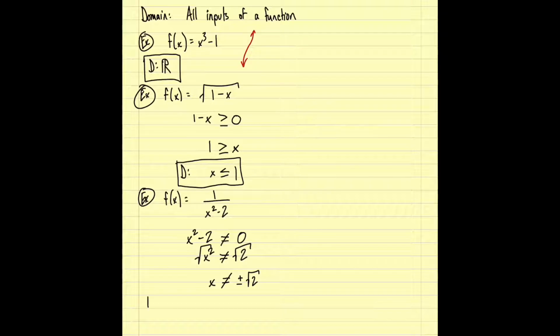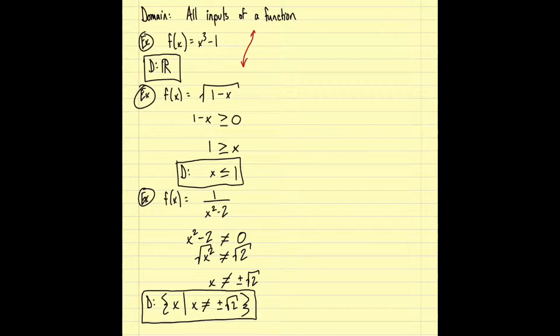So this one's a little bit different to notate, and there are other ways to do it. If this doesn't make sense yet, don't worry about it. We'll get more practice with this. But the way you do this is say, well, x values, this vertical line means such that. So it's x values such that x does not equal, and then we just list those, plus or minus root 2. And so that would be called set builder notation. And you don't often have to use that, except for cases like that for what we're doing.